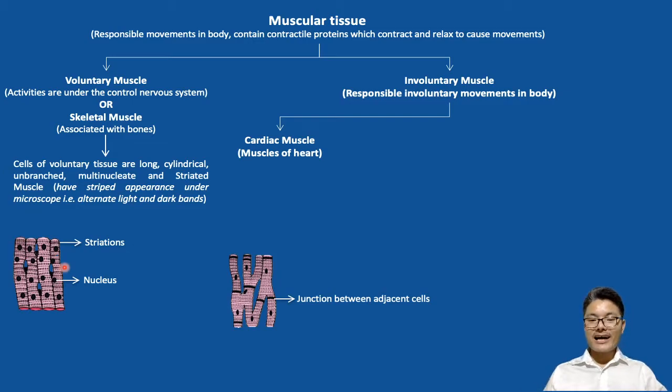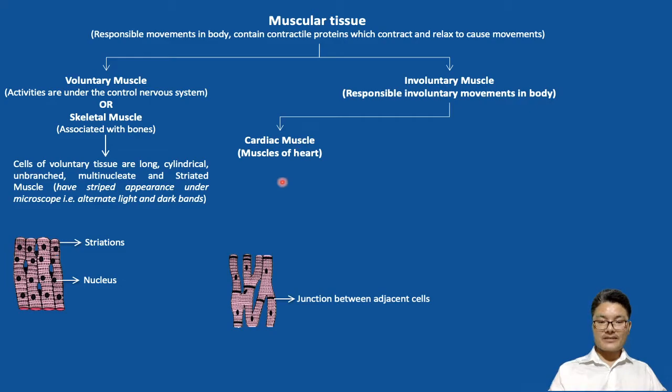Now in case of cardiac muscle, cardiac refers to the heart, so these muscles are found in the heart, and cardiac muscles are involuntary. We can't control the movement of the heart, and the movement of the heart is occurring because of the muscles of the heart called cardiac muscle.